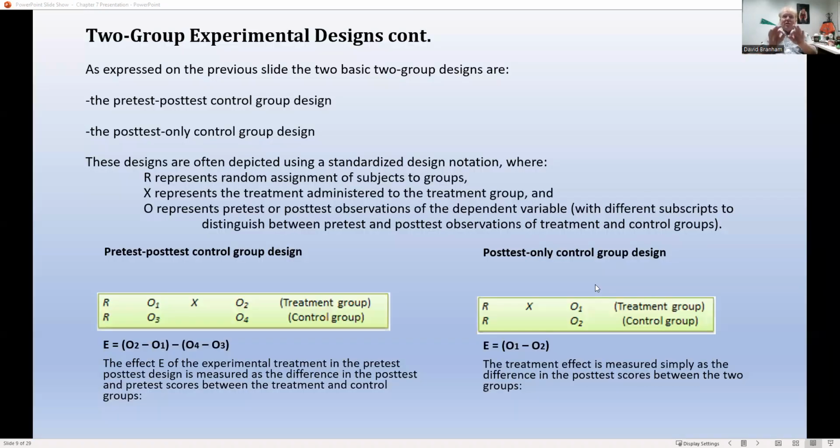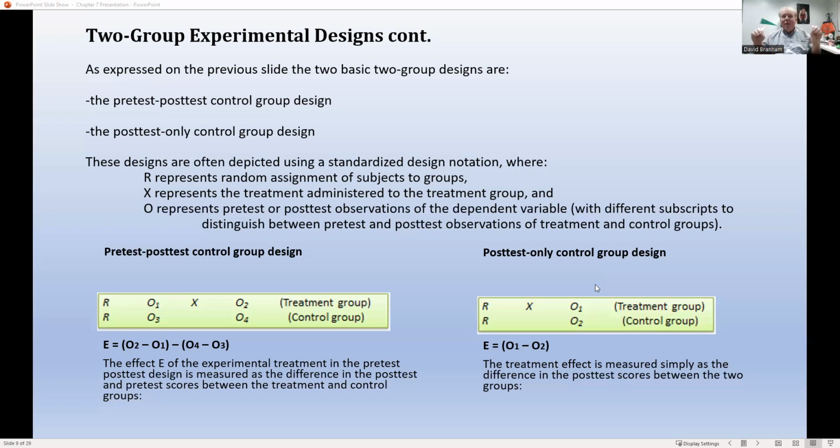Now, these two designs are here on this slide. The first one, the pre-test, post-test control group design, is in the green box on the left, and then you have the post-test only control group design, which is in the green box on the right. These boxes have R's, O's, and X's in them and have numbers in them. So you should understand these abbreviations.